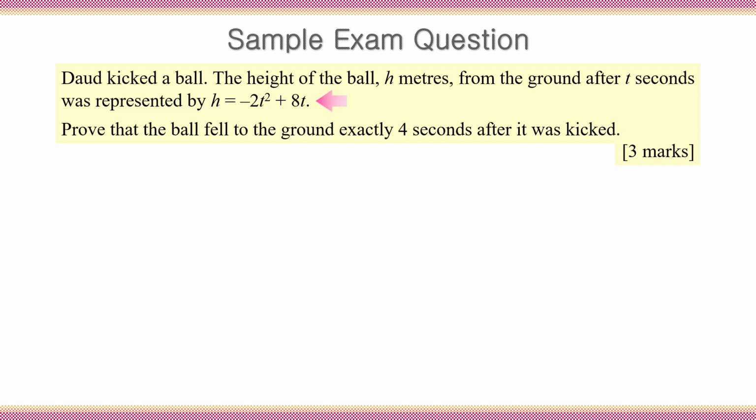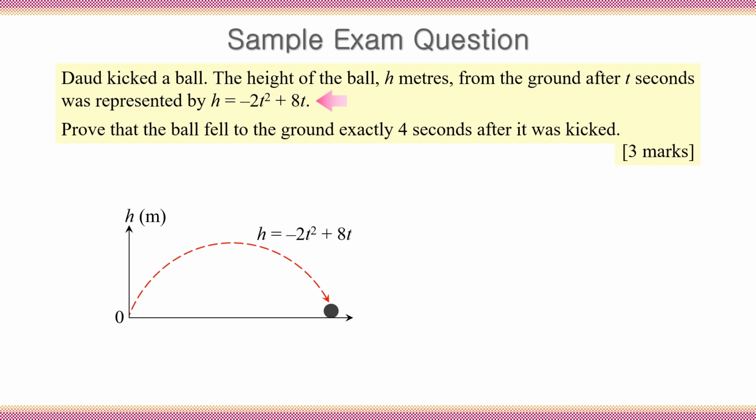The variable t in the equation has a power of 2. That shows that the movement of the ball is a parabola. It's not hard to picture it. Dawood kicked the ball from the ground. The ball reached a certain height and fell to the ground. The ground is at 0 height.